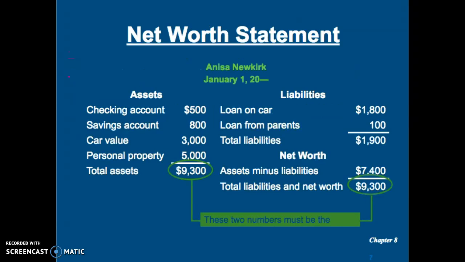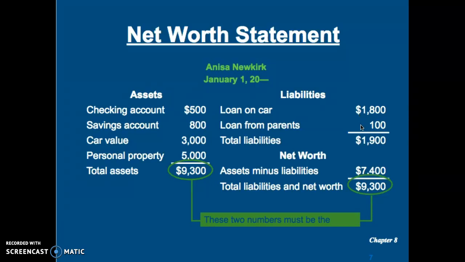This is Anissa Newkirk's example, and here are the things that Anissa says are her assets: her checking account, her savings account, her car value, and personal property. In total, Anissa says that she has $9,300. If you look over at the liabilities column, which again are our debts, she still does have some debt left on her car. So although $3,000 is in the assets value, that's how much she's paid in, she still owes the dealership or the loan provider $1,800.